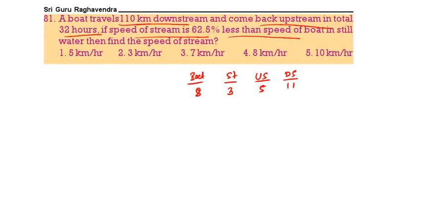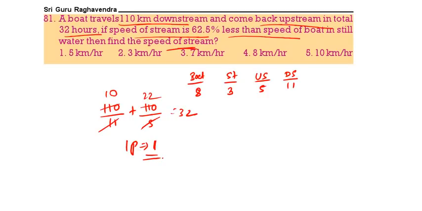A boat is covering 110 kilometers downstream. So 110 by 11 plus upstream 110 by 5 is equal to 32. Therefore 11 ones 11 tens, 5 ones 5 22s. So each part is equal to 1. Find the speed of the stream. Speed of the stream is 3 parts. So it is 3 km per hour. One part is equal to 1 kilometer. 3 parts equal to 3 km per hour.